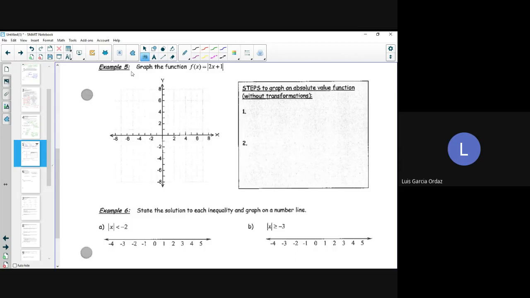So for example 5, we want to graph the function f of x is equal to the absolute value of 2x plus 1, okay? So first, what we have to do is we just want to graph the parent function, or the function without the absolute value, which is 2x plus 1, okay? So if we're graphing 2x plus 1, what would my y-intercept be? 1, so 0 and 1. And what would my x-intercept be? If we set y equal to 0. Negative 1/2. Okay? So it's going to be right here.